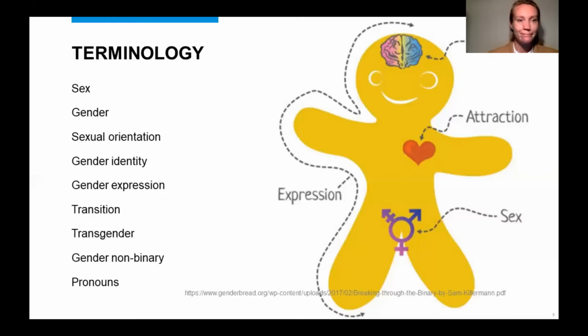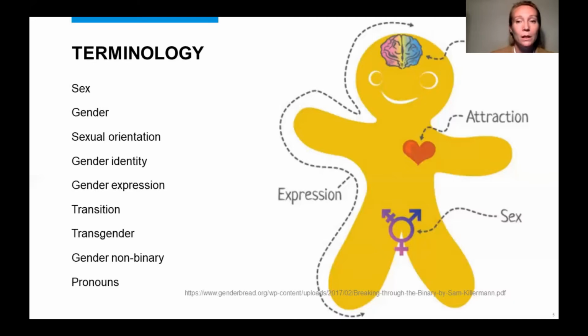The next word I have here on the list is transition. Now, this word, I think, can mean many different things. It can mean a social transition for a child, so changing from presenting in their classroom as female to changing to presenting as male. And they may simply do this by asking their friends and teachers and family to call them a different name.